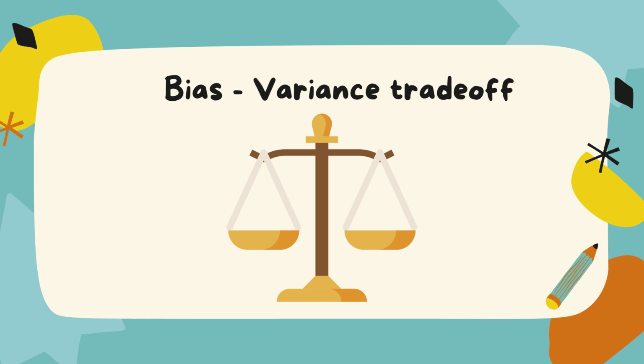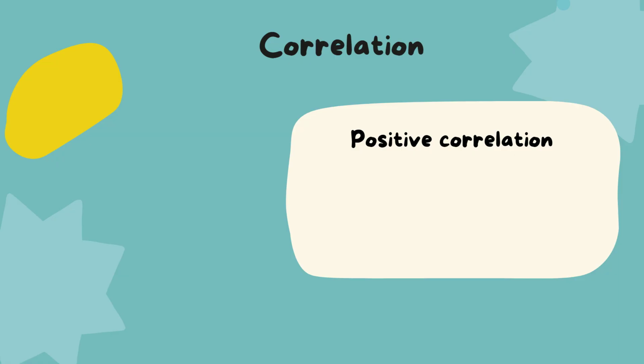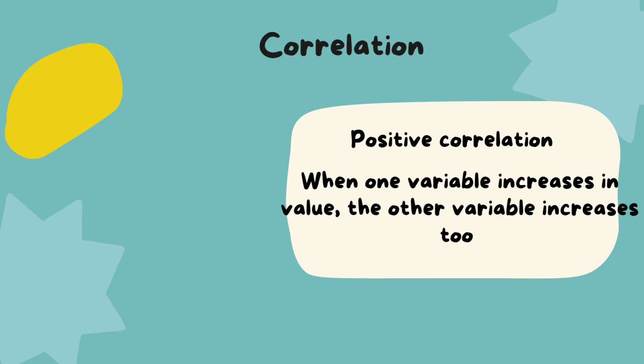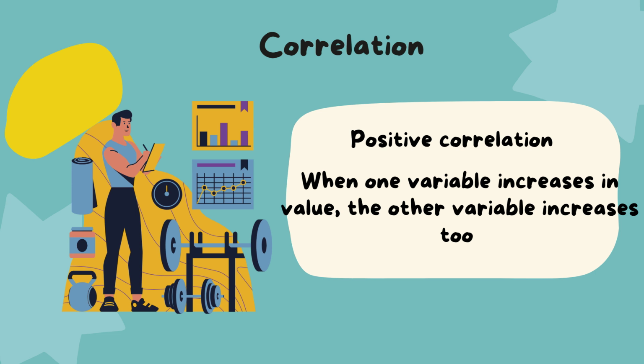Finally, let's talk about correlation, which measures how two variables are related to each other. A positive correlation between two variables means as one variable increases, the other variable increases as well. For example, the longer we work out, the better our health is. So, exercise and health have a positive correlation.